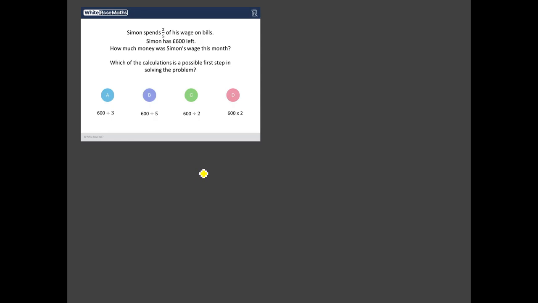Now, this question isn't asking us to find the answer. It's saying which of these calculations is a possible first step in solving the problem. So let's write down what we've got. Simon spends 2/5 of his wages on bills and he has £600 left. Now, does that mean that 2/5 is equal to £600? Well, no, because this is the money that he has left. So what fraction of his entire wage is that £600? Well, if he spends 2/5, that £600 is equal to 3/5 of his whole wage.